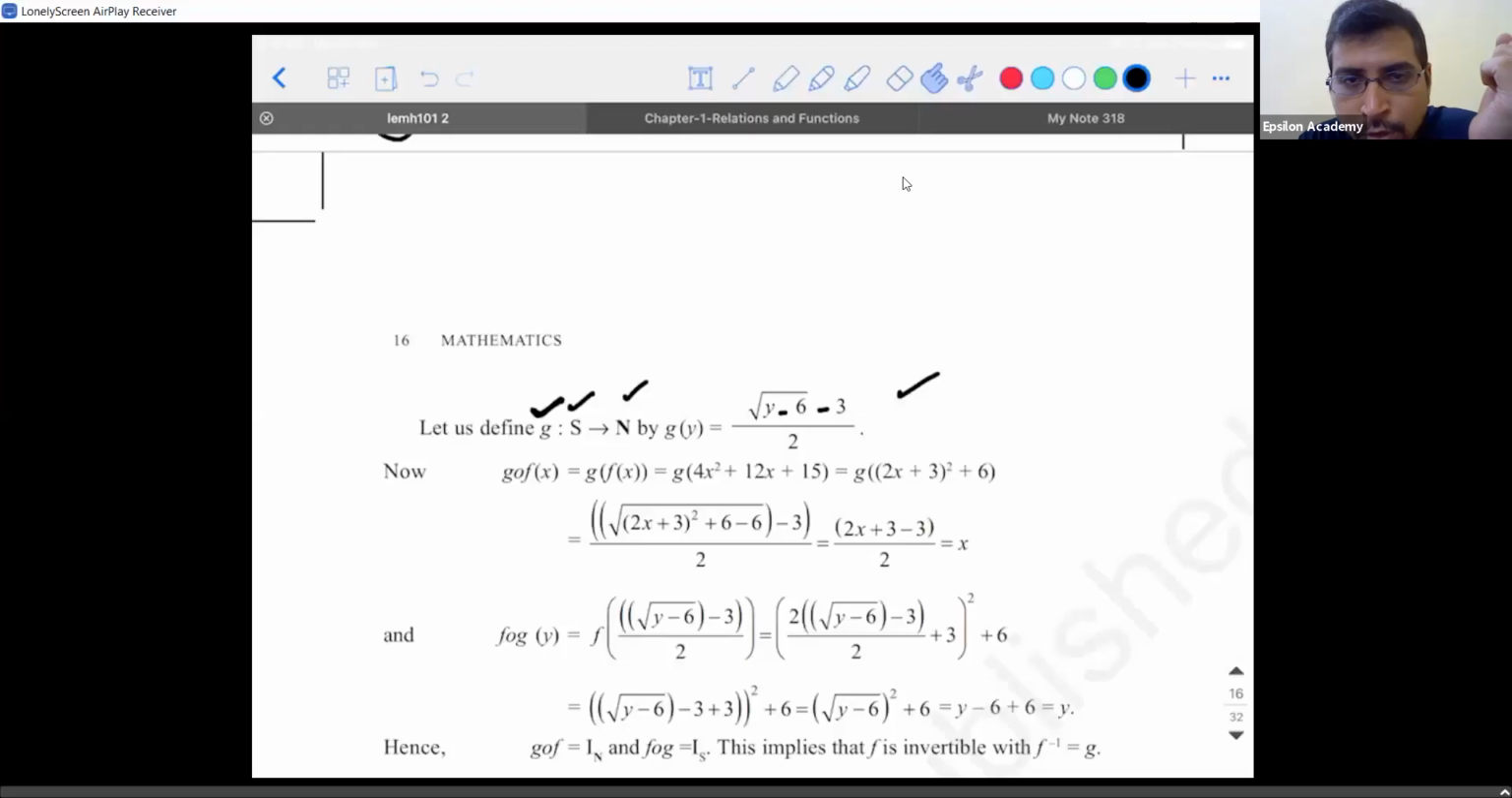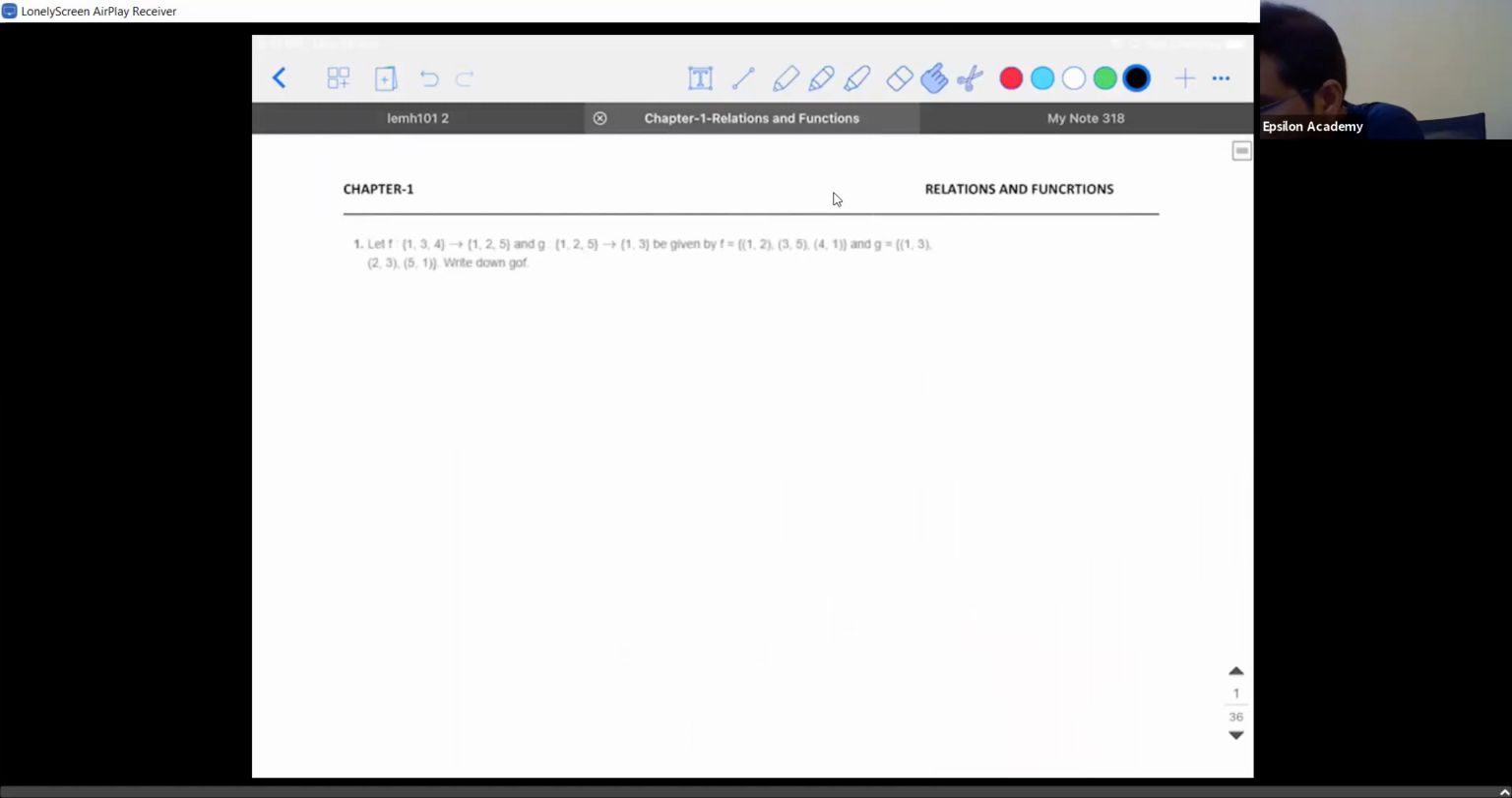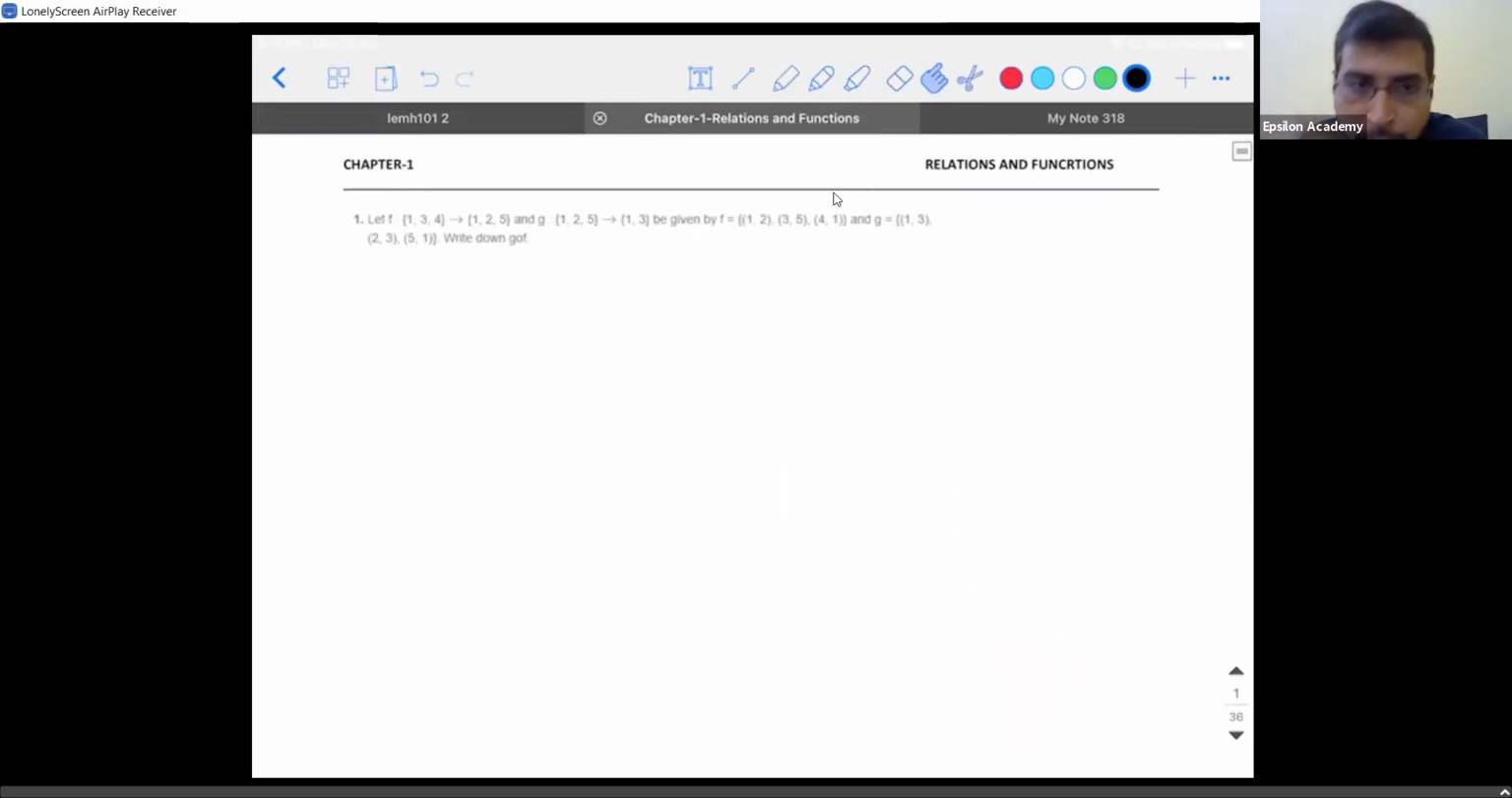So we'll get started. Students who have worked on the assignment, let me know the doubts. And sir, could you explain the invertible concept again, sir? Invertible and inverse, I'll explain it along with the problem. So let's start with the problems.